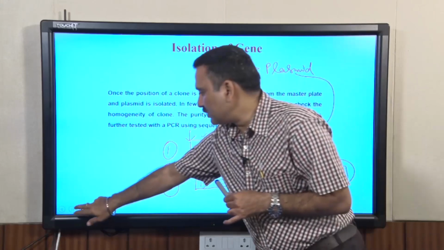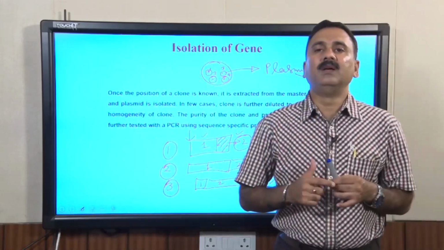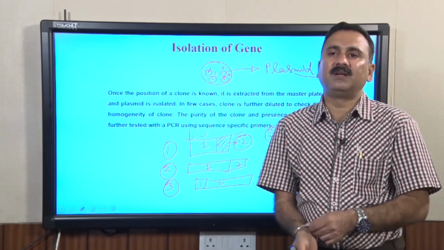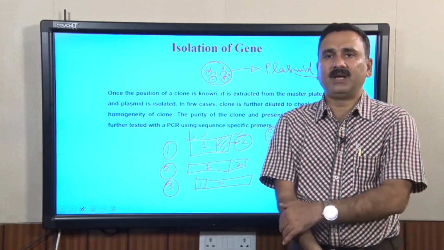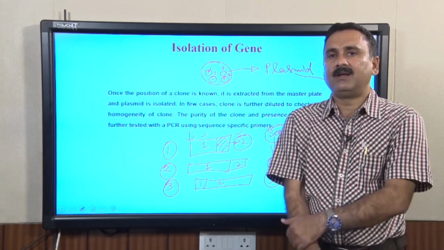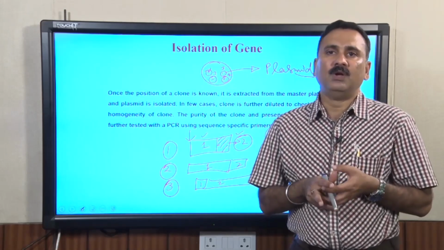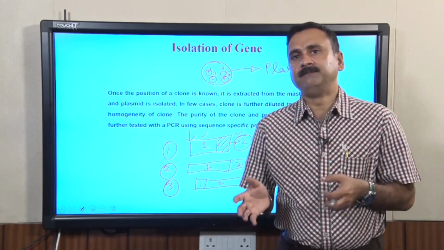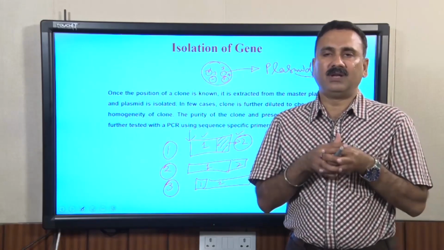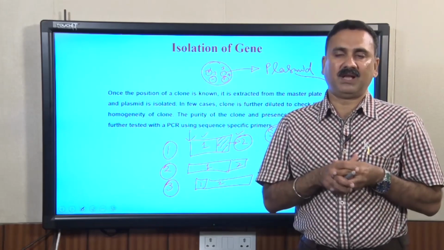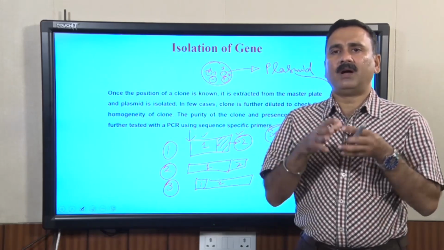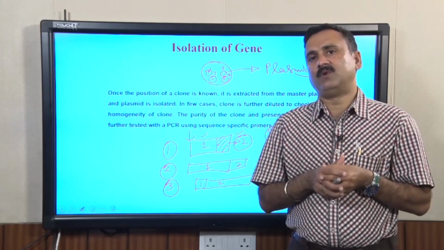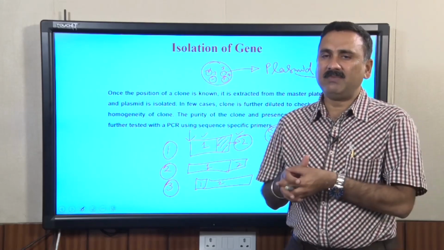So, with this we would like to conclude our lecture here, and in this lecture what we have discussed is how to screen the genomic library or the cDNA library, and we have also discussed in detail the different approaches that can be used to screen the genomic or the cDNA library. We have discussed the DNA hybridization method, immunological method as well as the enzymatic method, and in totality, with the combination of all three, you will be able to screen the gene of your interest for the downstream applications.